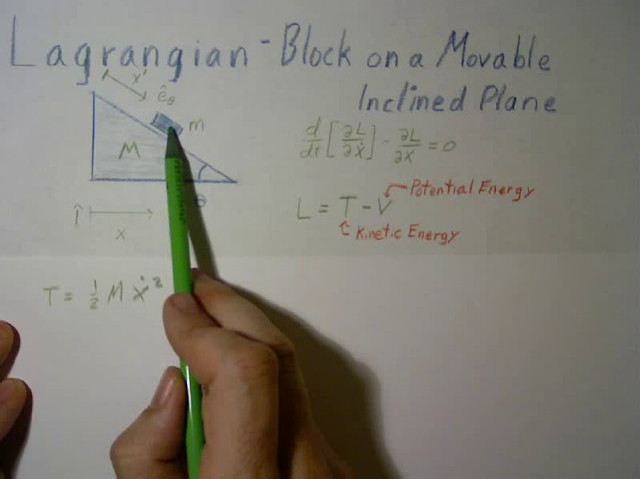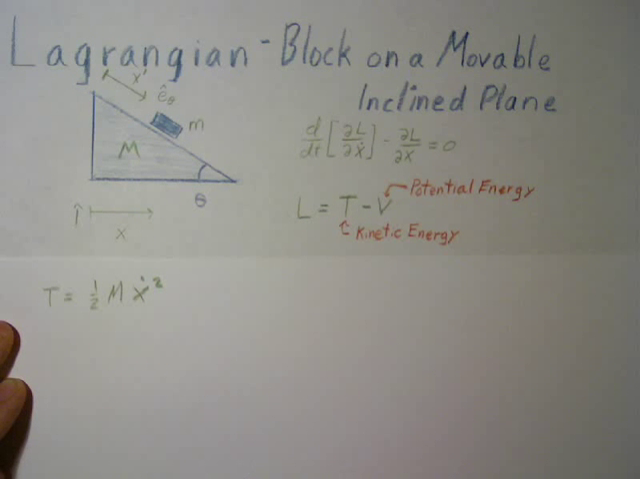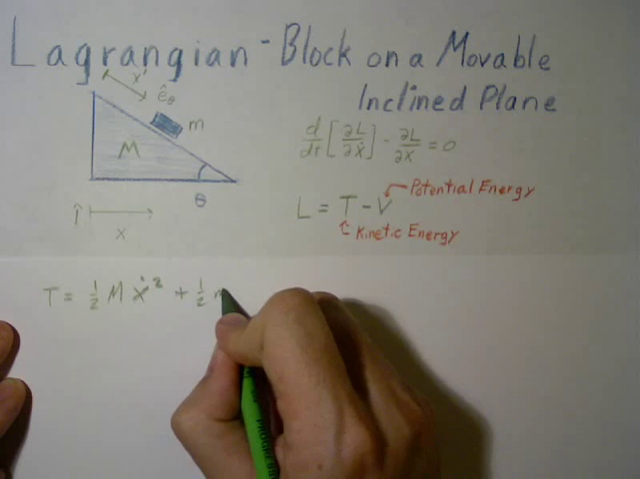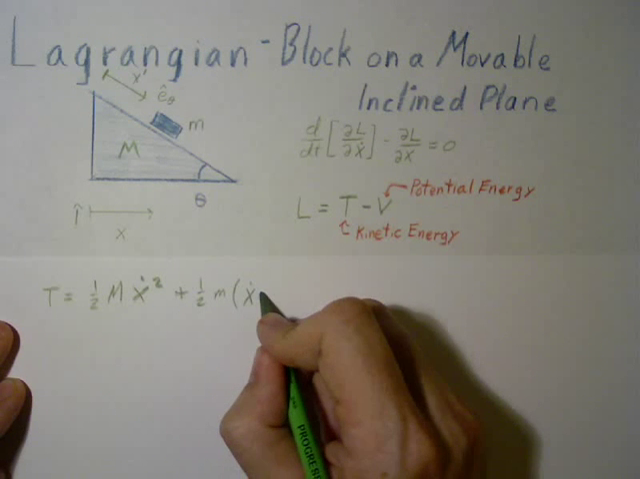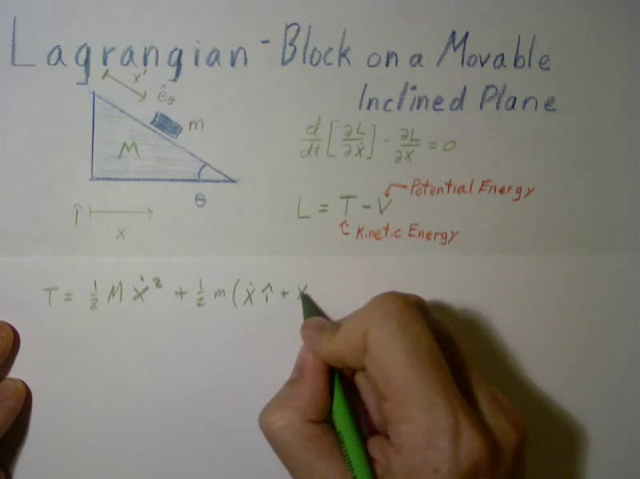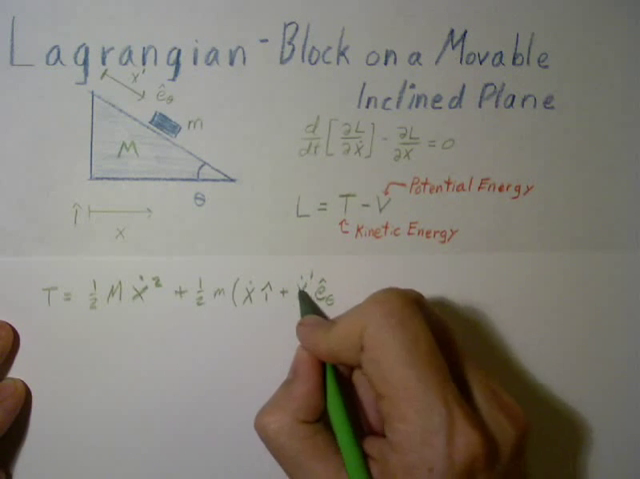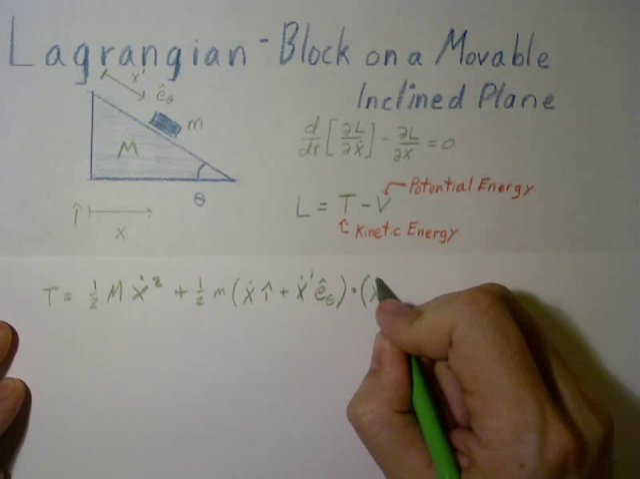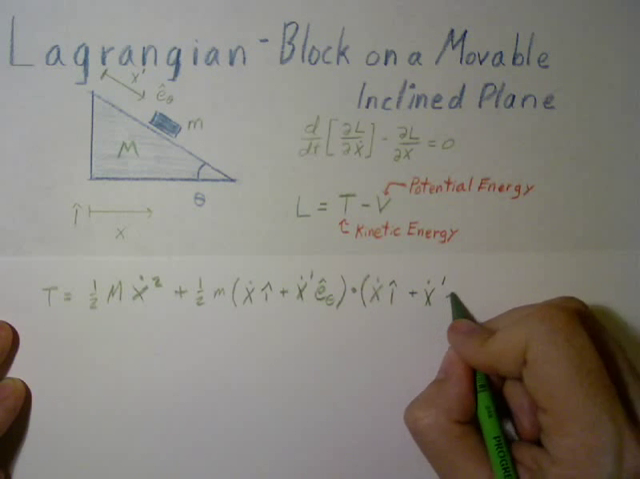The block on the incline will be more complicated. It is moving both down the incline and along with the incline as the incline moves. It means we have to add both those velocities together. So we have 1/2 little m times the dot product of x dot i hat plus x prime e theta hat. That's an x dot, by the way. And I'll dot it with itself: x dot i hat plus x prime dot e theta hat.